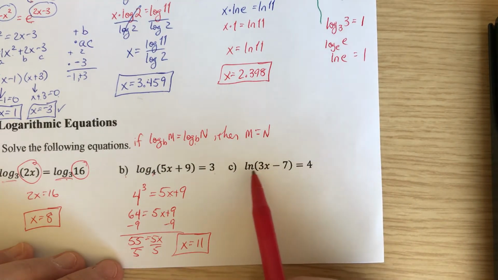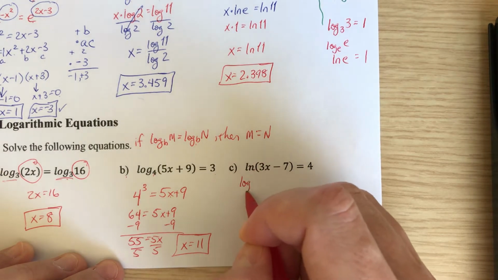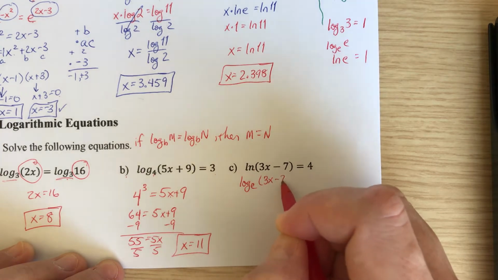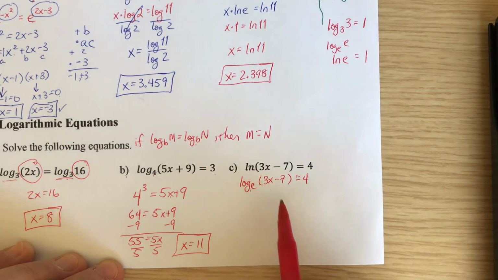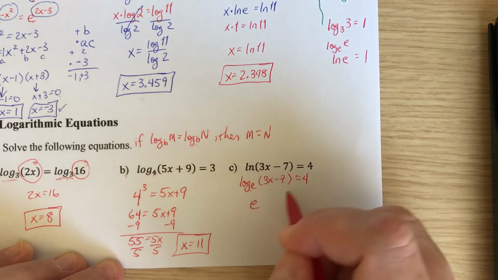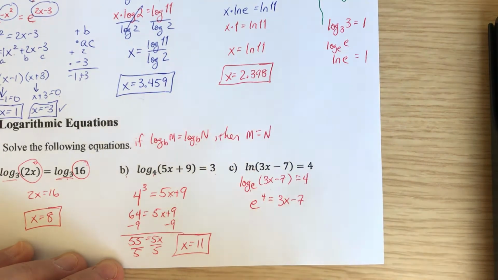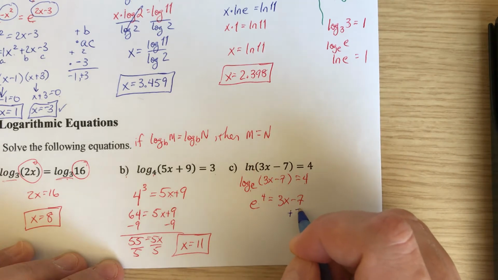All right, now the last one here, ln of 3x minus 7 is equal to 4. Remember that ln, the natural log, is the same as the log base e. Let's change this from logarithmic to exponential. So the base raised to the exponent is equal to 3x minus 7. e is a number, 2.7 something. So we're going to take e to the fourth. I'm going to calculate that at the end.